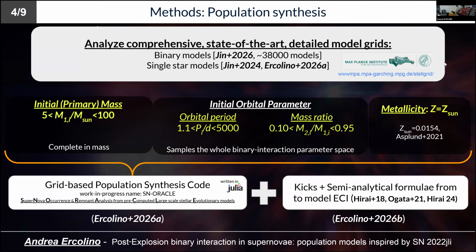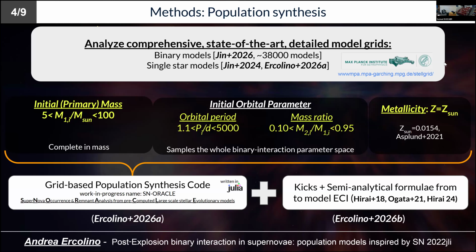To do this, we have a large detailed grid of binary models that were developed at the University of Bonn by Harim Jin. Now, the grid of binary models is very extended. It's, in a sense, complete in its coverage of the primary mass, because it covers the entire parameter space to produce core-collapse supernovae. And the orbital parameters are also complete in that they cover the entirety of the binary interaction parameter space, from the tightest binaries which merge at ZAMS to those that are so wide as to never interact.